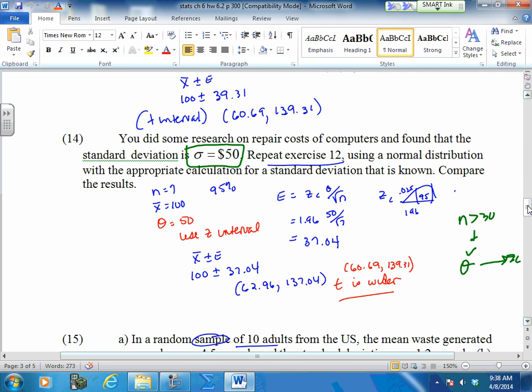Don't forget to find your ZC, your critical value. And again, you can use your calculator for this. So we should see that this gives us a little bit narrower interval than that one. The T is a little wider.